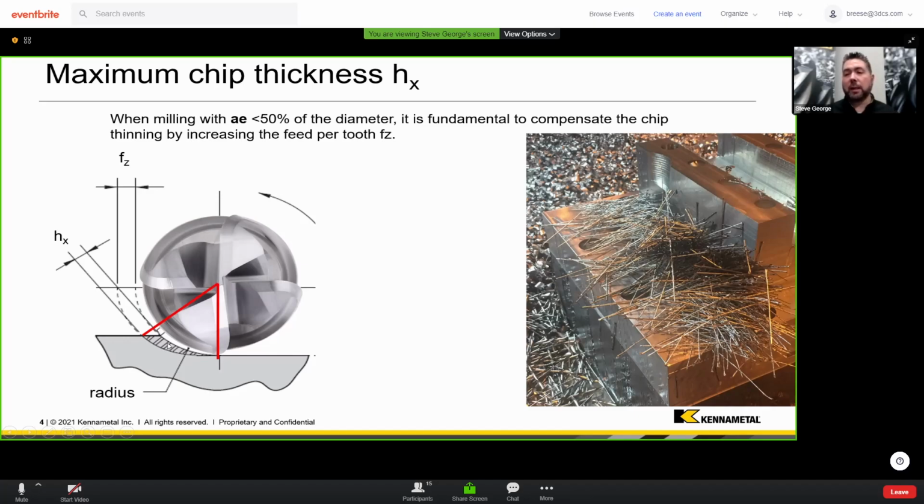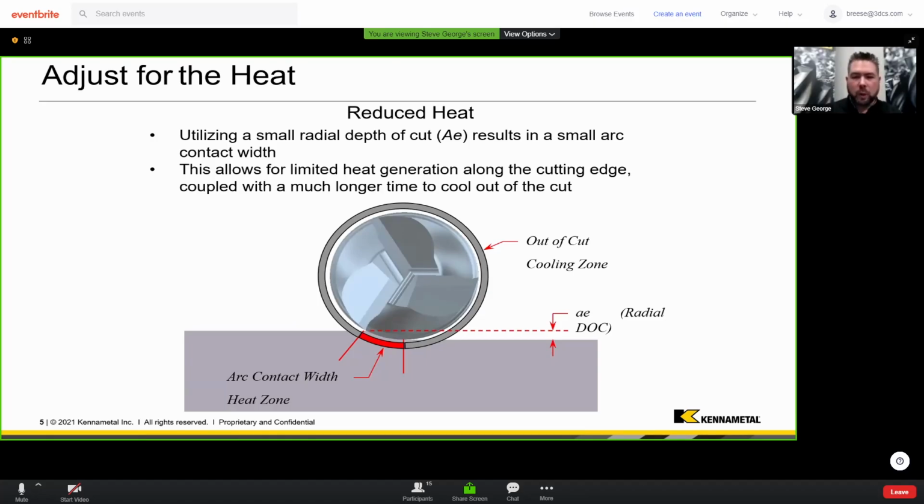I definitely need to take advantage of chip thinning and increase the feed rate. Now, let's talk about the heat effects a little bit, and I'm going to show this from two viewpoints. Once we drop down and have a small radial depth of cut, we've got a small arc contact width. So that's going to do really two things for me.